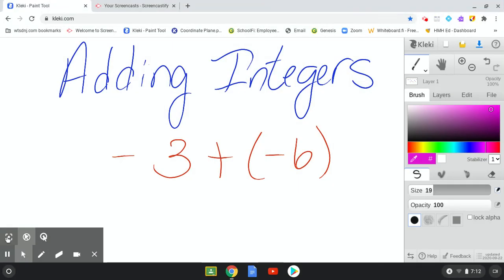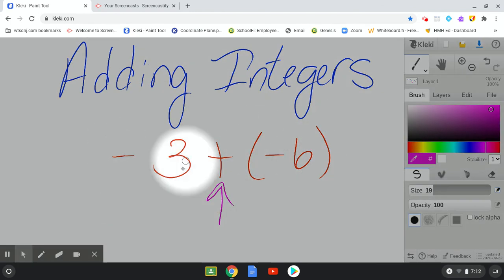Quick review on adding integers. So if you remember, when we are adding integers, which we are doing here because there's an addition sign in the middle, the rules are if my signs are the same, I'm going to add the two integers and keep the sign. So my signs are the same.